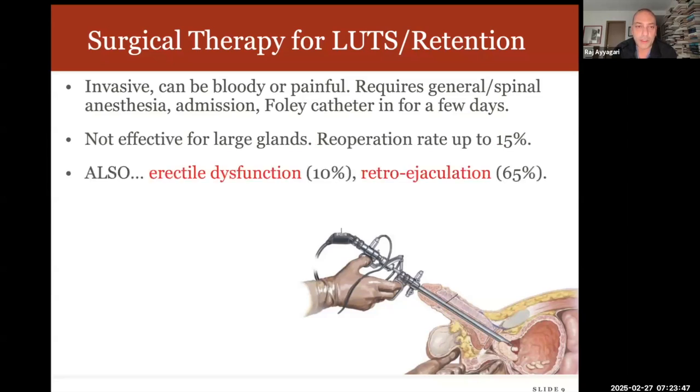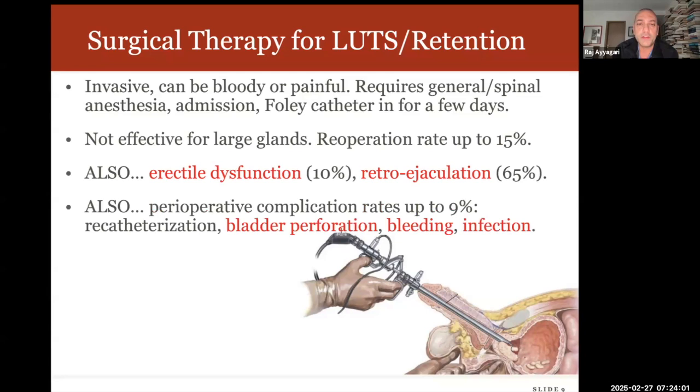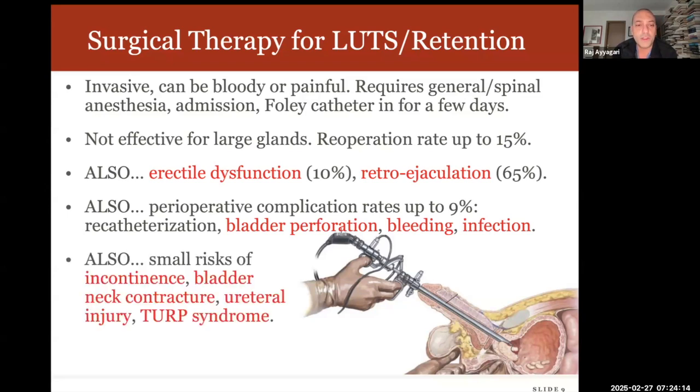Reoperation rates are about 15% at 5 years. And for those men who have preserved erectile function, sexual function, there's a good chance it'll knock out the nerves and cause problems with erections. And then there are much smaller, much more rare but more severe complications like bladder perforation, severe bleeding, urinary infections that are much less common but much more severe. And finally, there are risks of incontinence if they damage the sphincter muscles. And then the reverse of that problem, bladder neck contracture, so scarring.